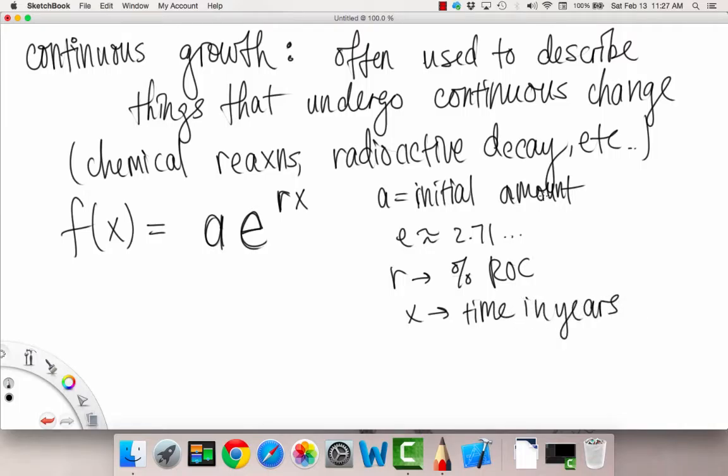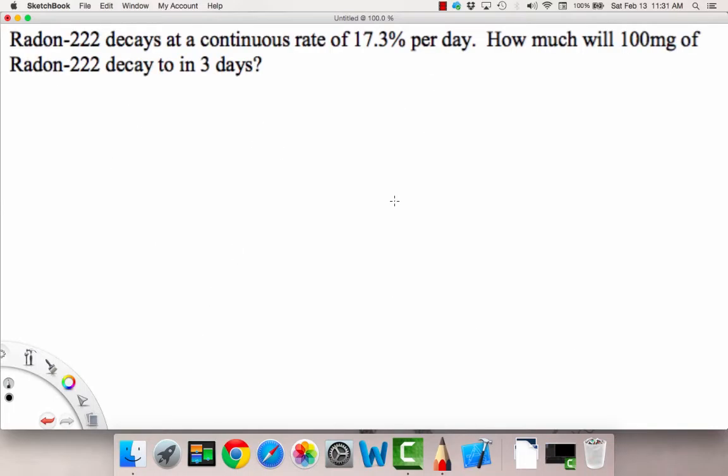Alrighty, so let's just do one final example. Here we have a case of radioactive decay. Radon 222 decays at a continuous rate of 17.3% per day. How much will 100 milligrams of radon decay to in 3 days?